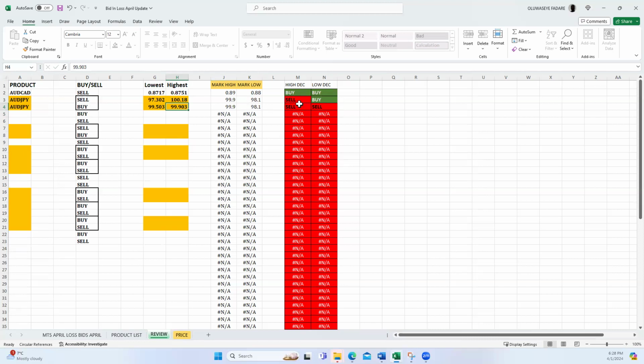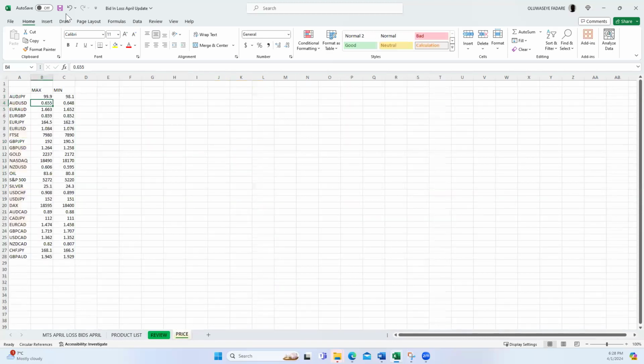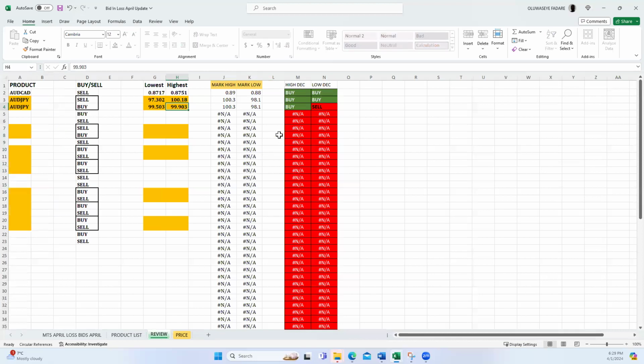You can see from the impact, it still has no impact. So it's still a sell. Again, let's assume our price goes to 100.5. So let's assume our price goes to 100.3. So we've assumed that our price goes to 100.3. Let's see if the decision will change. You can see at 100.3, it has moved from a sell to a buy.